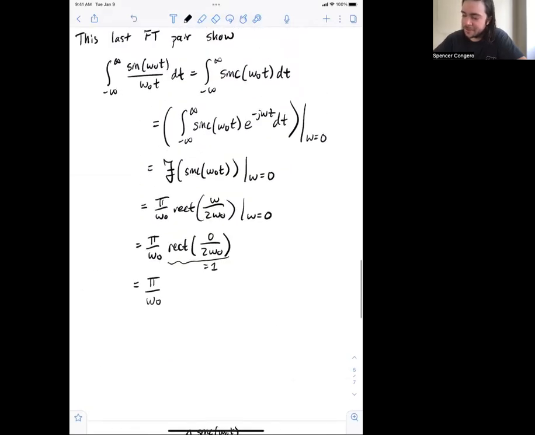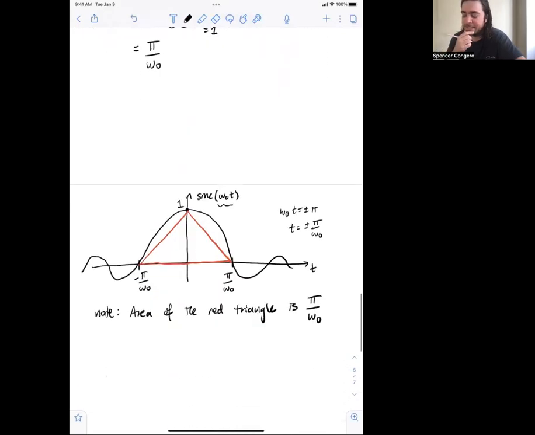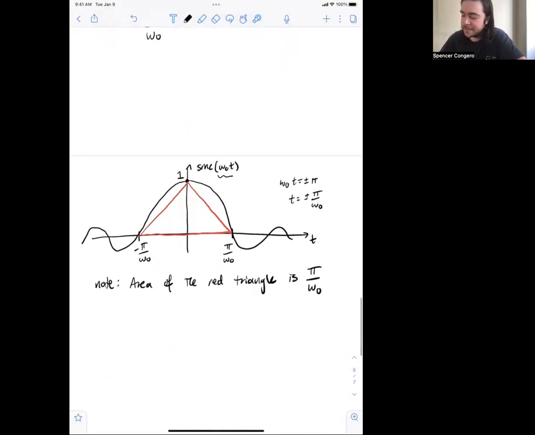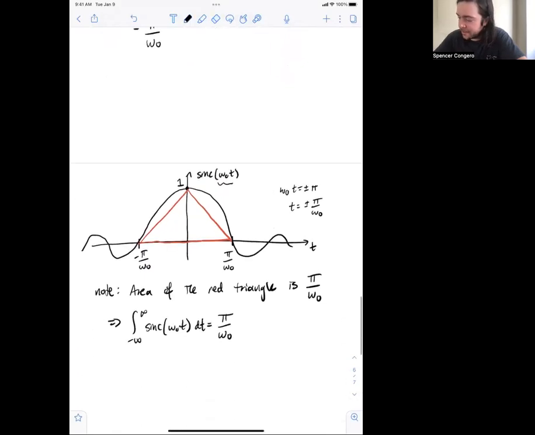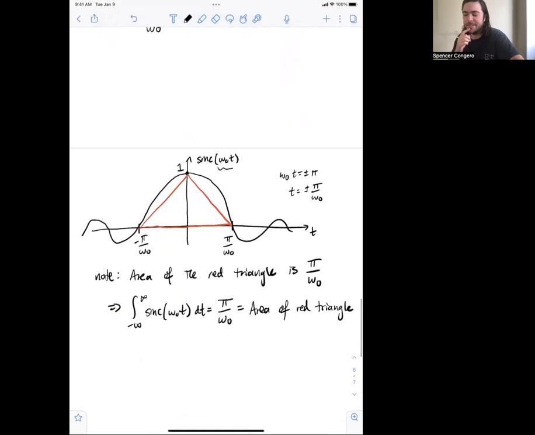That was actually the integral of this entire sinc function. Okay, so the integral of the sinc function we just found above was pi over omega naught. That was what we got up here. And that's also the area of the red triangle. So whenever you have a sinc function and you want to know its integral, you can remember this cool triangle trick.